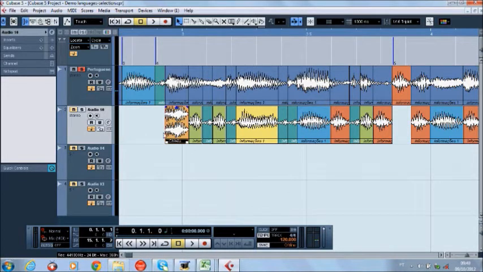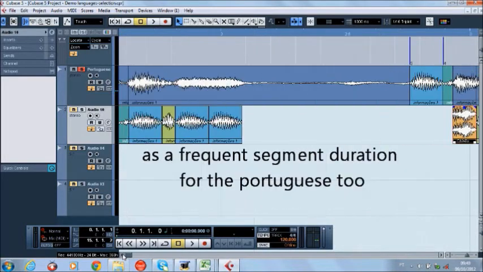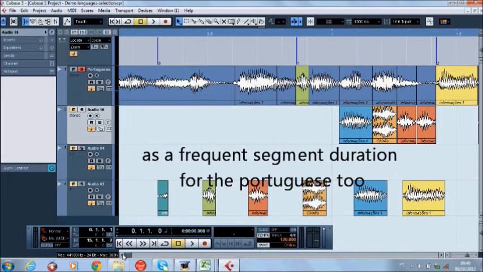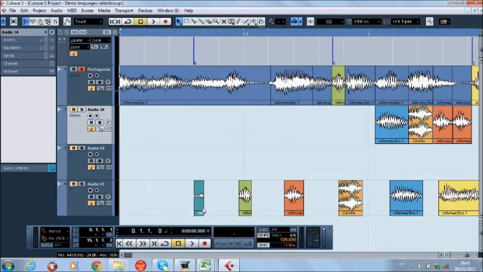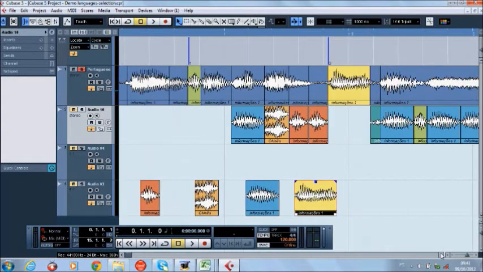Here, this segment is coming from the Chinese, because later I studied Chinese and saw that it was a duration which was missing to help to see the mathematical relations. So we have the segment 1, we have the 2, the green one, we have the 3, the 4th, the 5th, and the 6th. Now, what do we see?